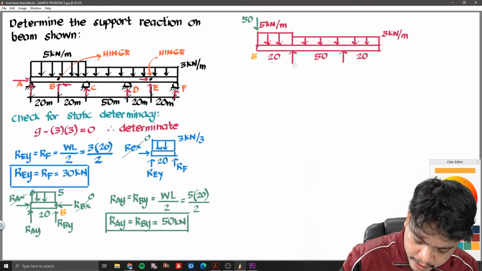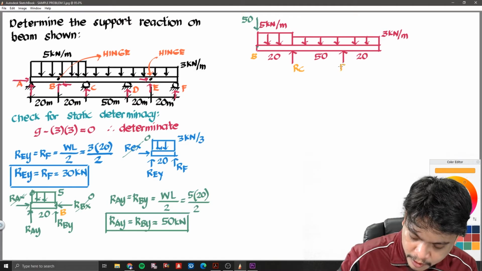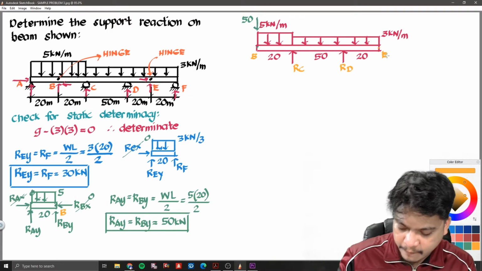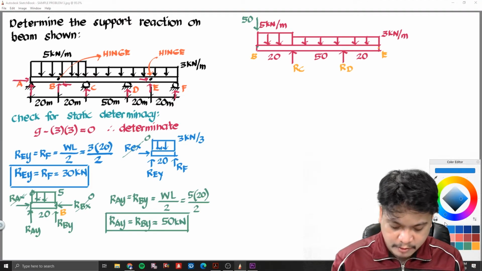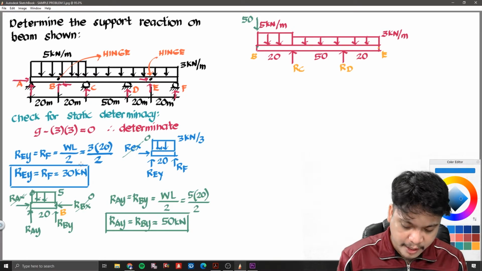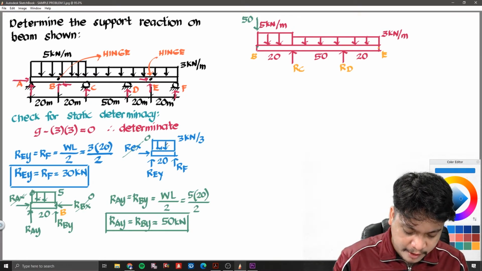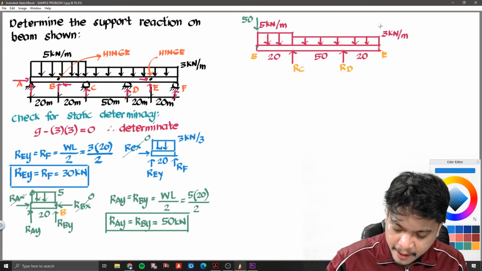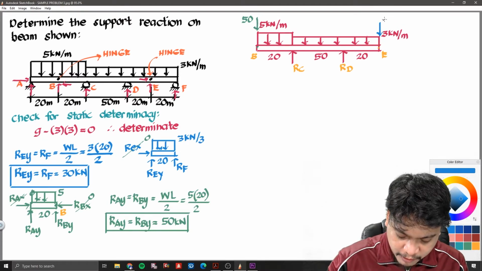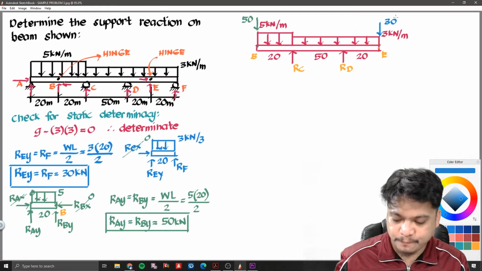And this point is RC. And this point is RD. And then this is actually the point E. So, pagdating ko sa E, meron din akong RF, REY, no? So, yung REY ko, again, that's 30 kilonewton upward. Pagdating dito, upward siya. Pagdating dito, ibababa ko na siya. Action and reaction, so that's equal to around 30 kilonewton.